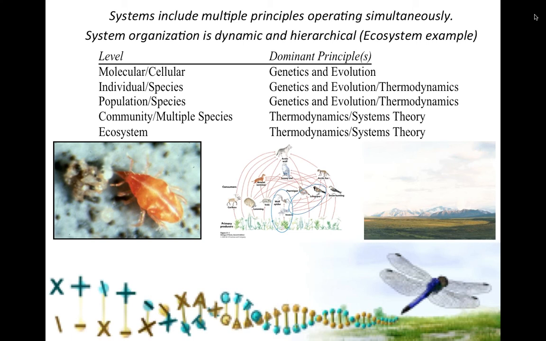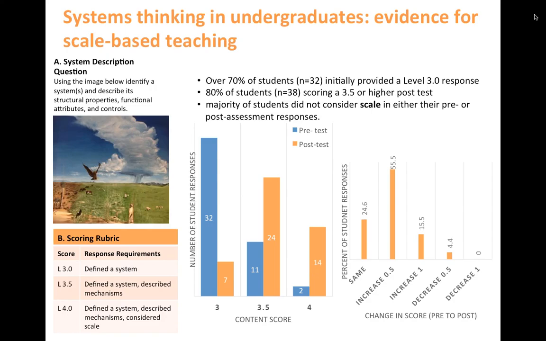The little diagram below is representing how all of these basic principles, from genetics and evolution all the way up through thermodynamics and systems theory, are interrelated to one another. When we view a system, it's important for us to begin to think about how those principles play out across these different scales of organization. So, next slide.